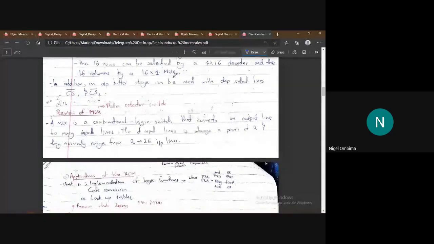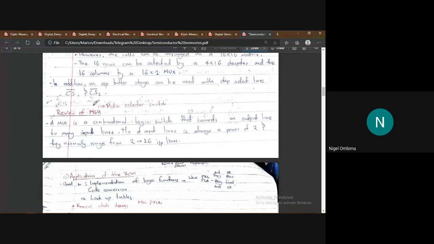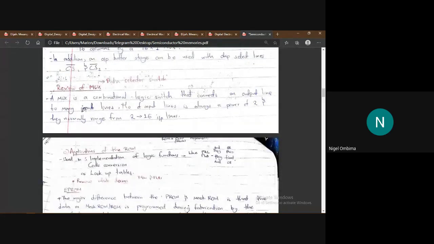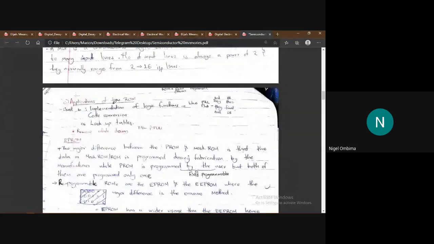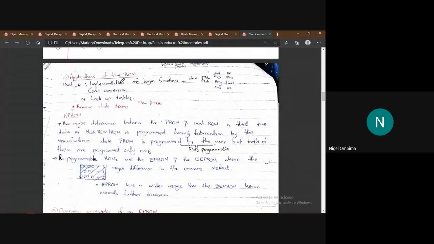So the decoder will be a 4 by 16 decoder. In addition, the output buffer stage will have chip select lines, CS1 and CS2. You'll see how we implement that. This is just a review of the multiplexer. You can go through Professor Mwangi's book, but it's just like a page long. It will take only like 10 minutes to understand it.